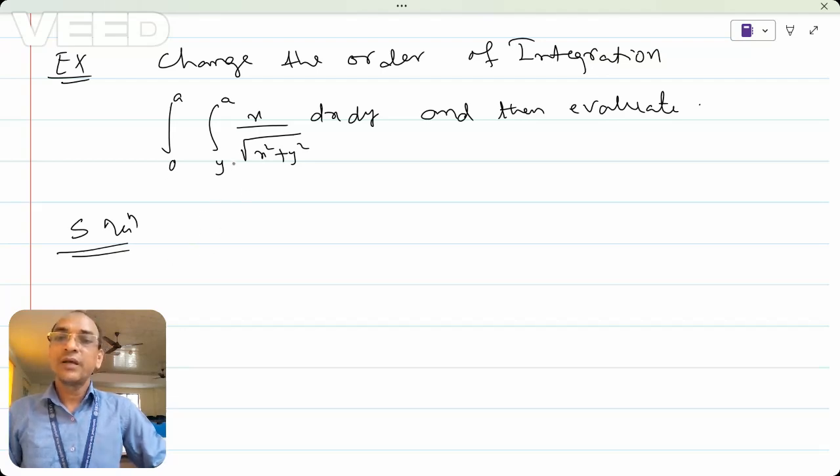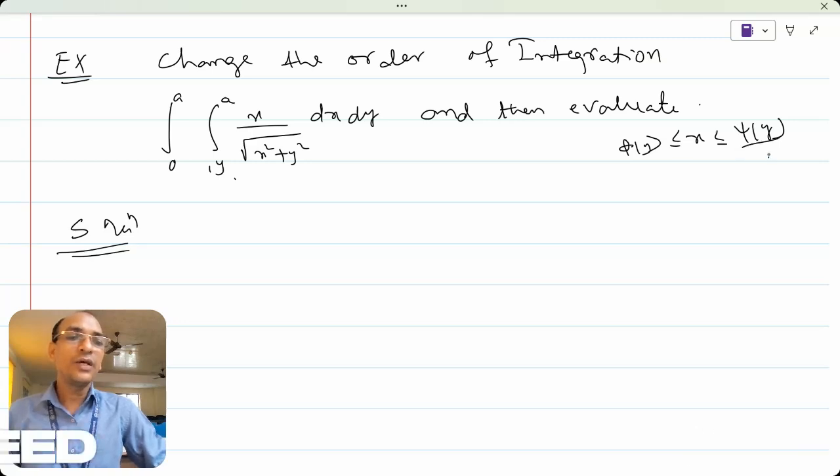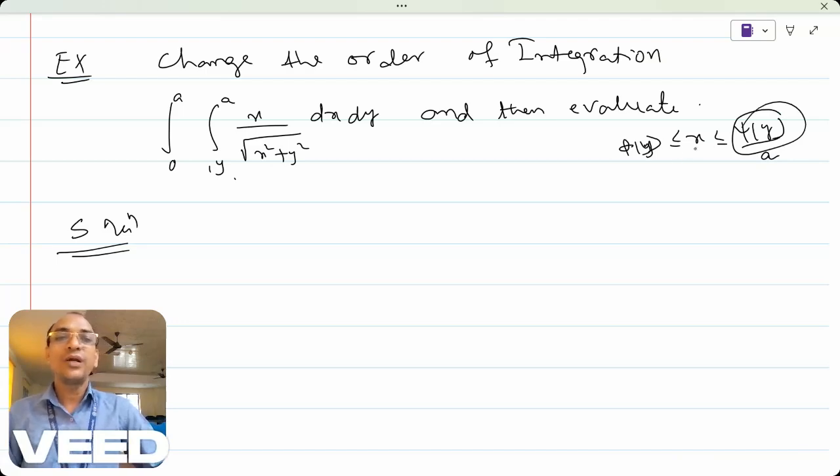So here you see, first the inner integral. In the inner integral, one limit is y, and another limit is a constant. So if any one of them or both of them are functions of y, then definitely the inner integral is with respect to x, because it is like this: phi of y is less than or equal to x is less than or equal to psi of y. But if psi of y is constant, it is not a problem. So one of the limits is a function of y, so definitely the inner integral will be with respect to x.